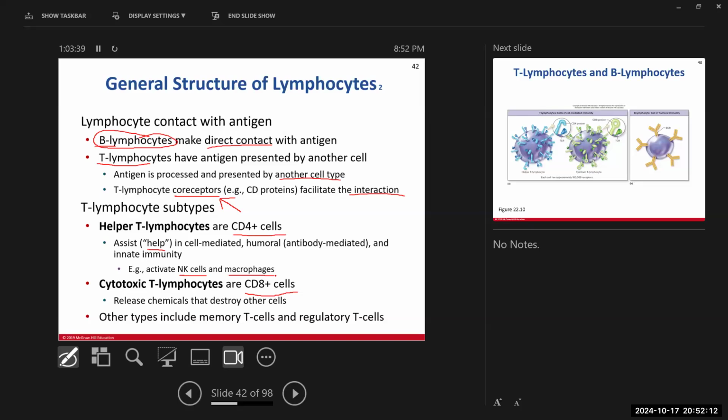It dips its toes into both worlds, right? How does it do that? It can activate these two cells here. Remember we just talked about natural killer cells and macrophages and all the stuff that they do. Remember the natural killer cells release the granzymes and the perforins and punch holes into unwanted or unhealthy cells?